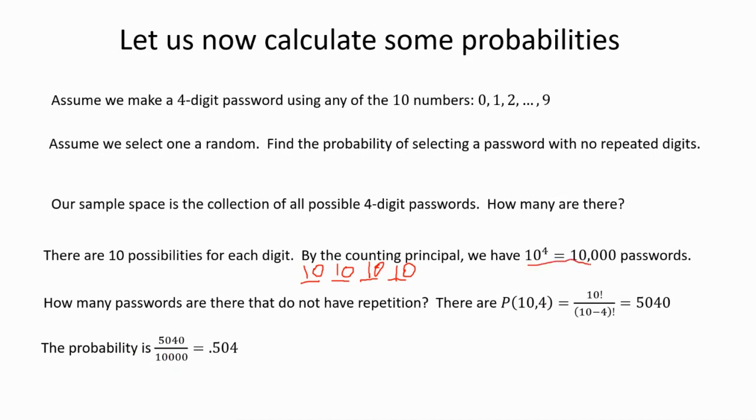This is our sample space. These are the outcomes we're interested in, or the outcomes corresponding to our event, the passwords with no repetition. So we have this. Are there any questions on this?